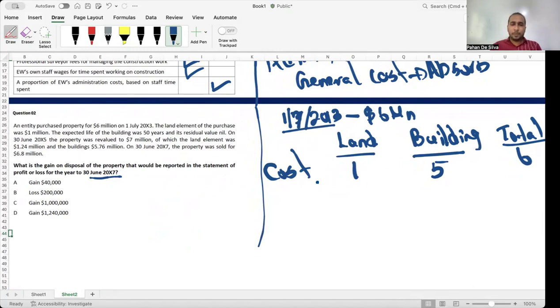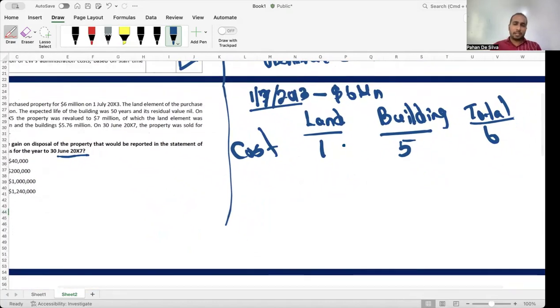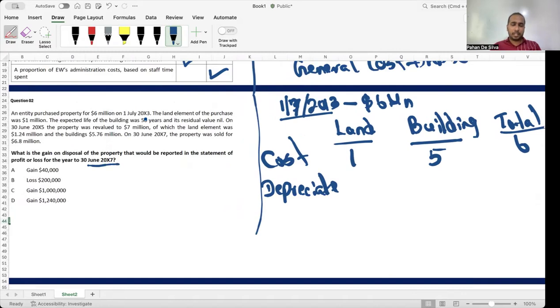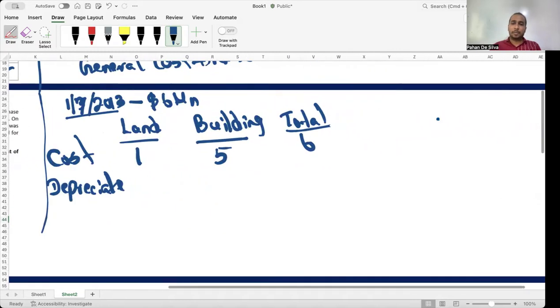Now, before performing revaluation, we should know what is the carrying amount. For that, we know when it comes to land, it is the cost. Until the revaluation takes place, only the cost is recorded in the land account. But when it comes to building, we have to depreciate this building over its useful life. As per the question, the useful life of the building is 50 years.